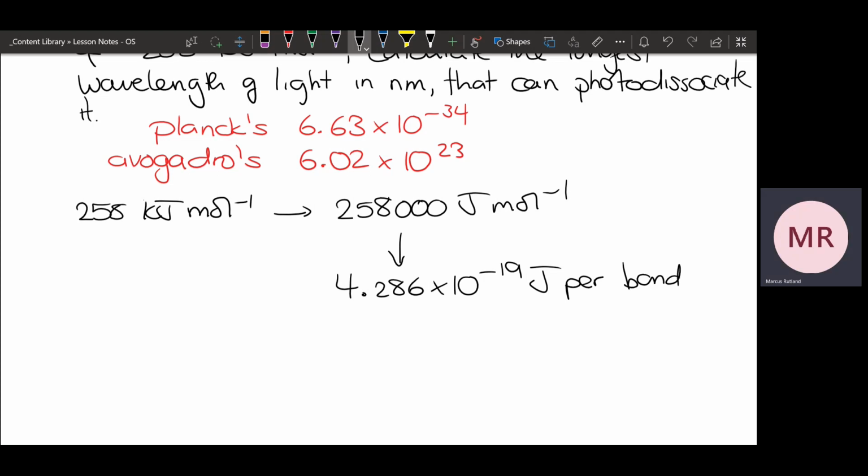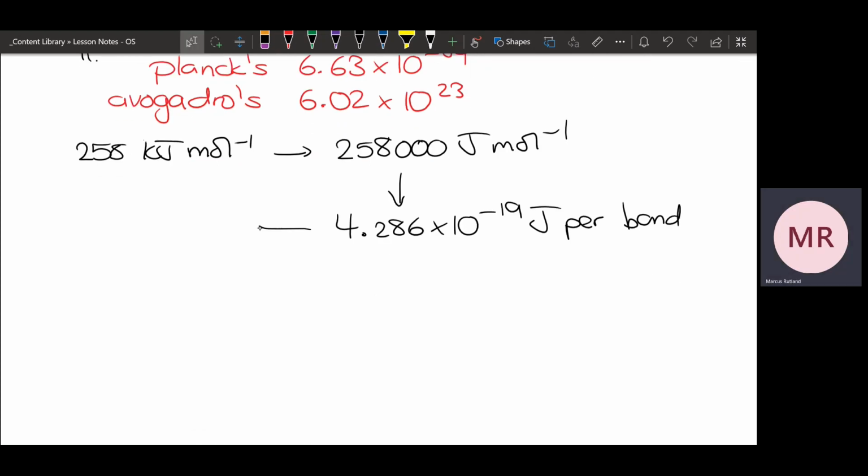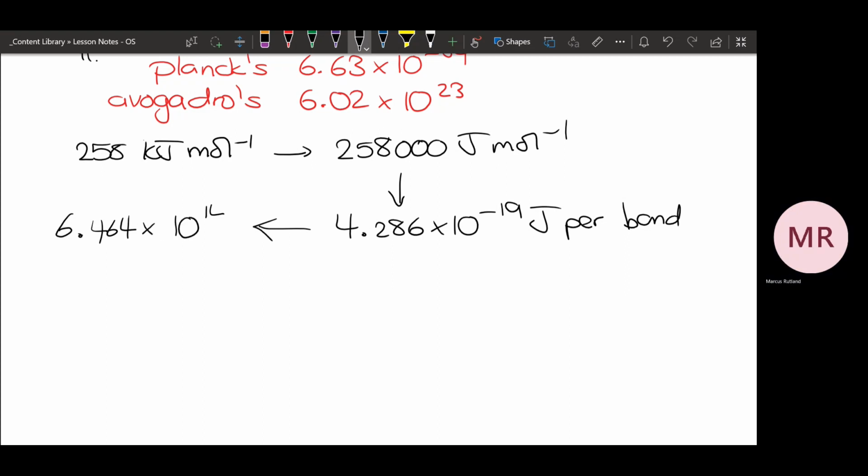So we work down to a single bond, which will be affected by a single photon. So we can now figure out what that is in terms of frequency. That's an amount of energy, so we can use E equals hf and rearrange to the frequency is the energy divided by Planck's constant. So we're going to take that number and divide by 6.63 times 10 to the minus 34. And that tells us that our frequency is 6.464 times 10 to the 14 hertz.